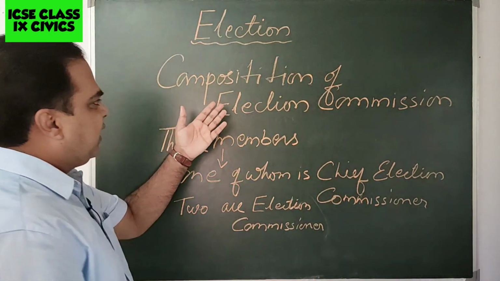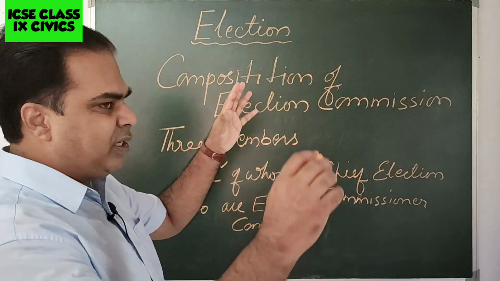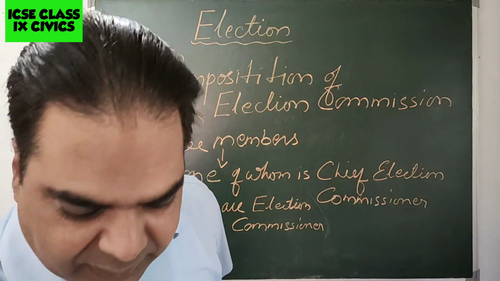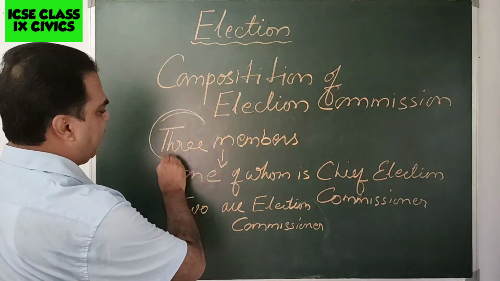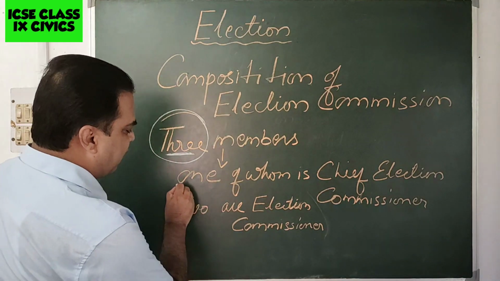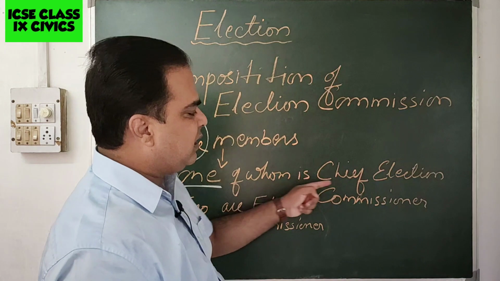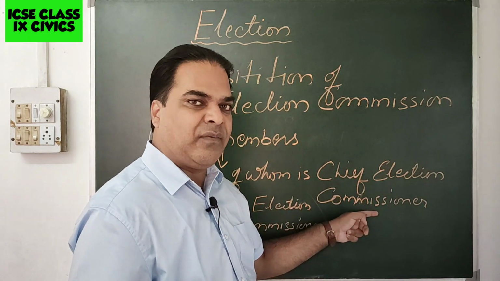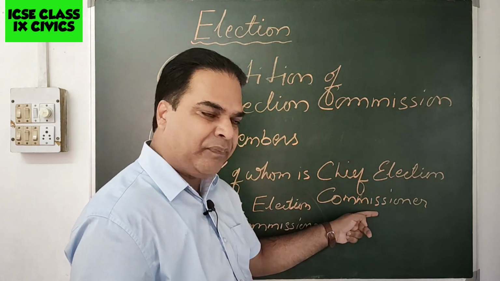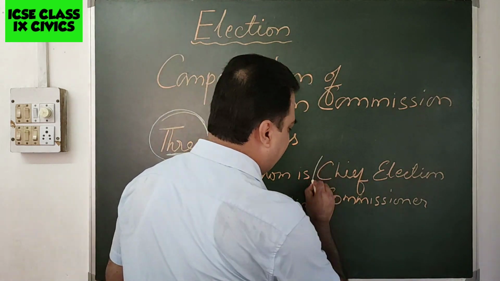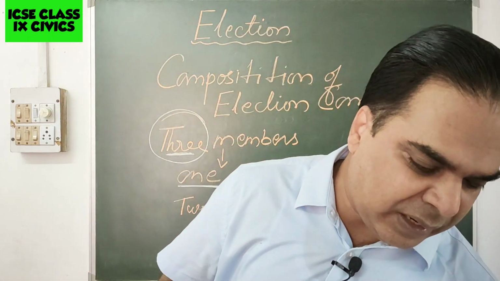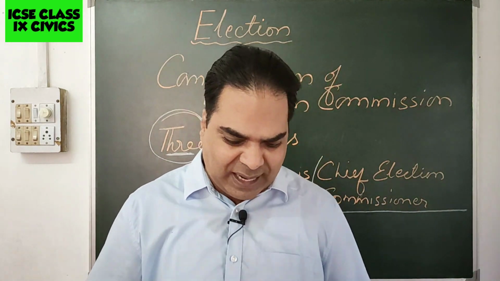Okay, so Election Commission composition: how is it composed, altogether how many members are there in the Election Commission? Altogether how many are there? Three. Okay, out of three members, one is the Chief Election Commissioner, who is the chief of the Election Commission. So he is known as the Chief Election Commissioner of India. He presides over all the important meetings whenever they are held.